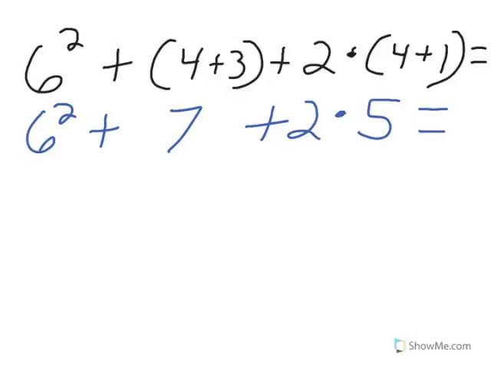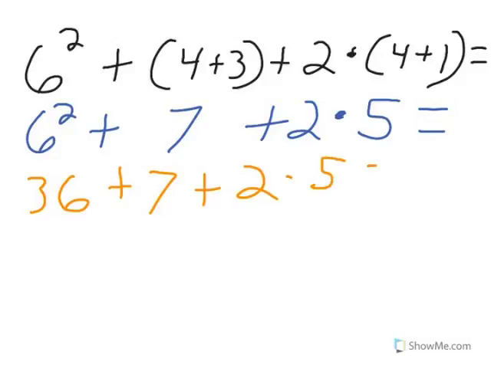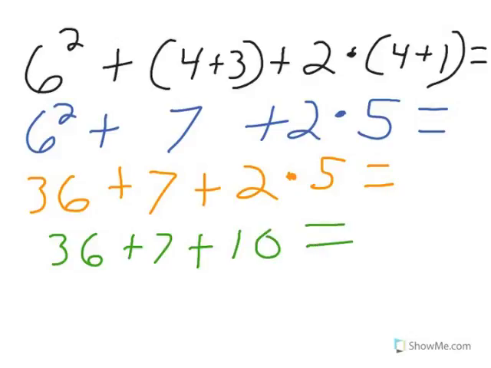Now we're going to move on. We did grouping symbols, now we're going to do exponents. 6 squared is going to be 36 plus 7 plus 2 times 5 equals. Now we're multiplying and dividing at the same time. So this one's going to be easy. We have 36 plus 7 plus 2 times 5 is 10 equals.